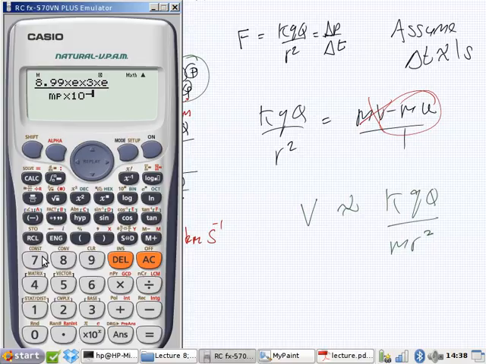Nano is -9, isn't it? Square. Oh, thank you. But that would make it even smaller, though.